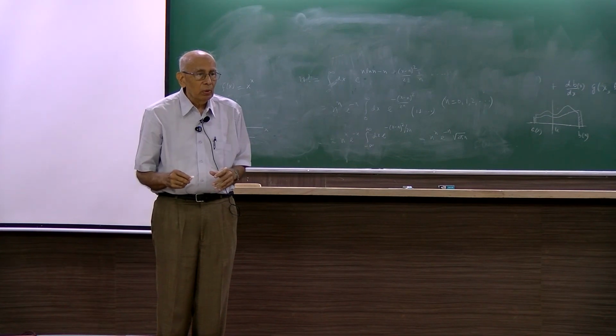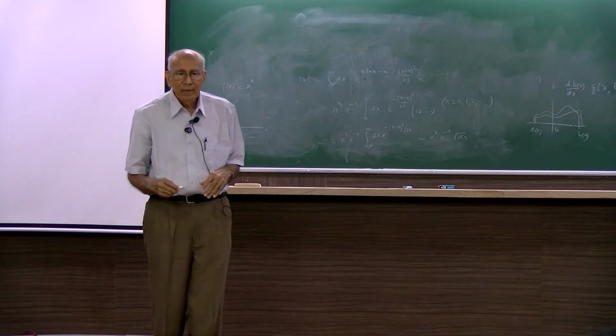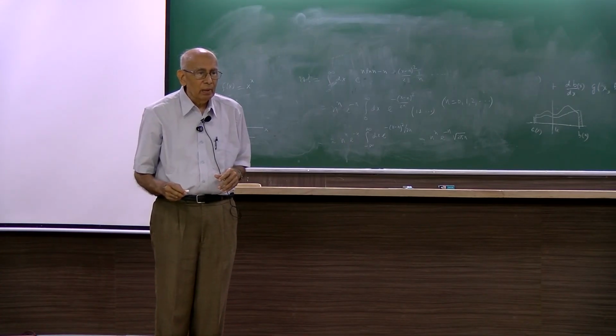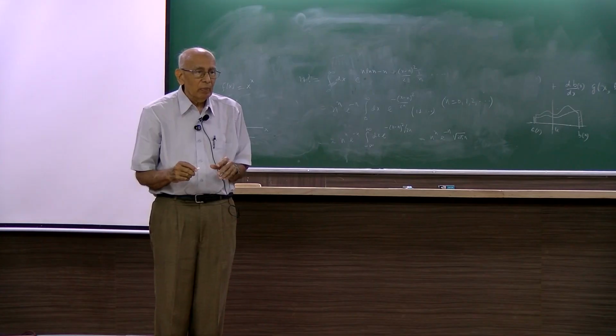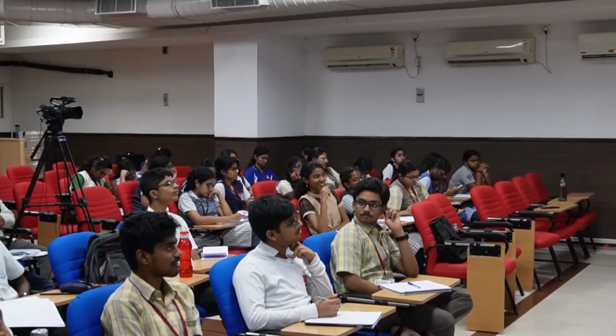x goes to 0. Which is stronger? x is stronger or log x is stronger? x is stronger. So x goes to 0, log x goes to minus infinity. 0 times infinity? 0. So e to the power 0 is 1. So this function starts at 1.